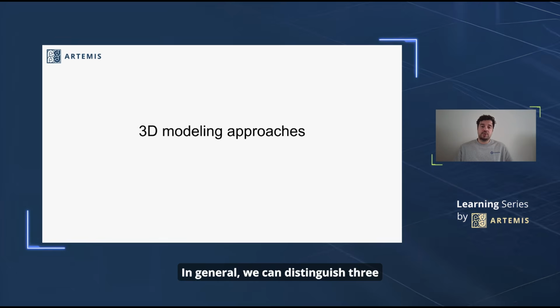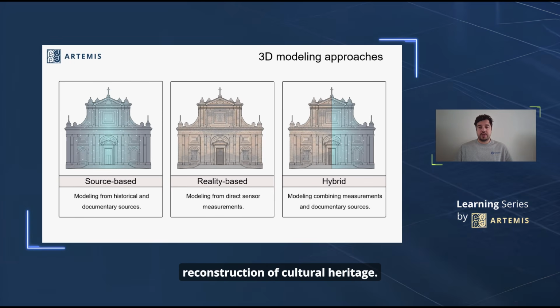In general, we can distinguish three main approaches to 3D modeling or reconstruction of cultural heritage: source-based modeling, reality-based modeling, and a hybrid approach.